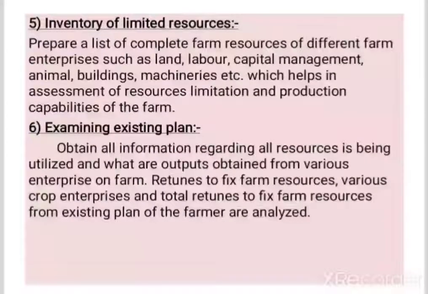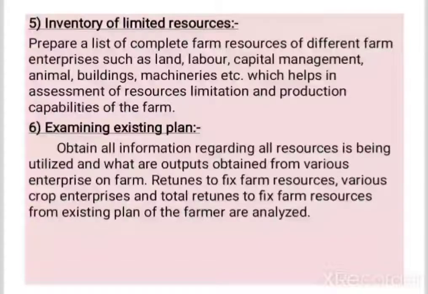And the fifth point is inventory of limited resources. The labor, land, capital, and the human resources, all those resources which are involved are the inventory. So the farm planner, the owner, has to analyze what are the limited resources involved and how these limited resources can be effectively utilized for maximum profit, so that maximum profit can be gained from the farm.